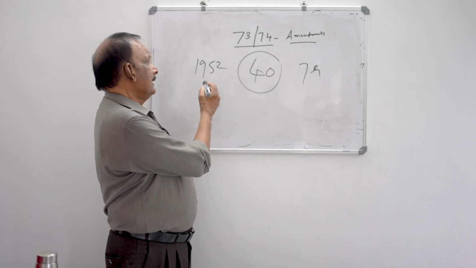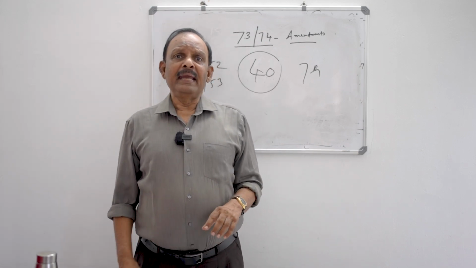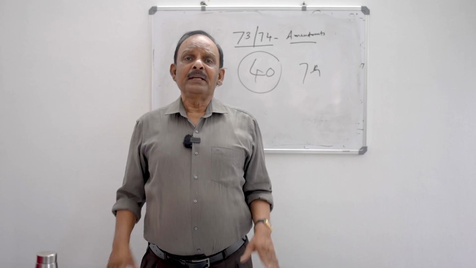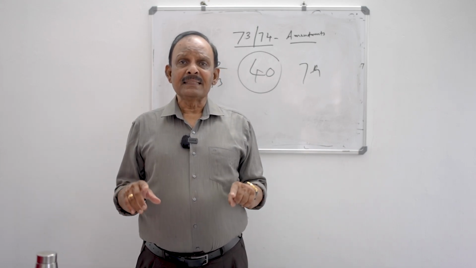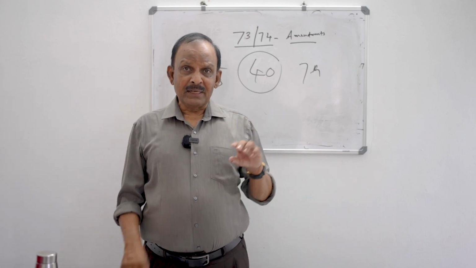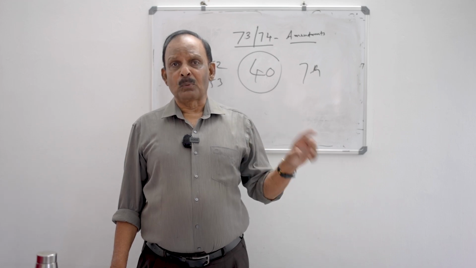And the next year, 1953, the government started another scheme called NES, National Extension Service. And it was started as a pilot program. If it is successful in certain areas, that can be extended to other areas also. So two things you must remember: in 52 we started the CD program and in 53 we started the NES program.